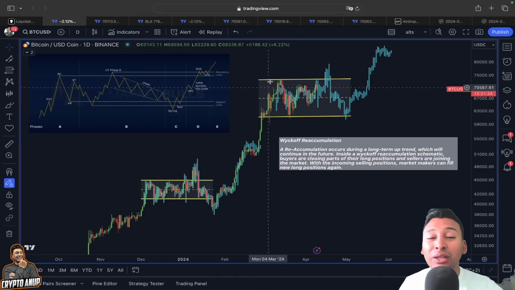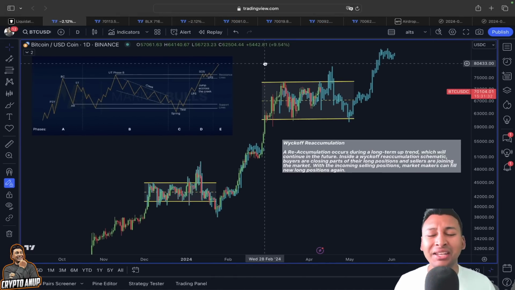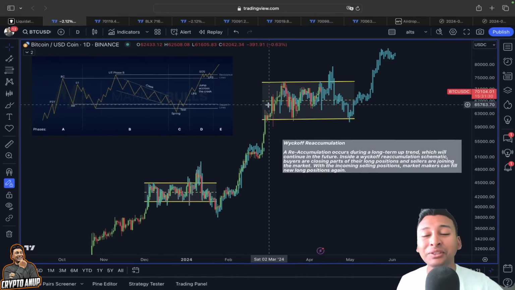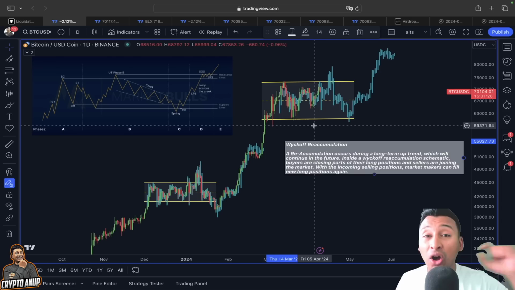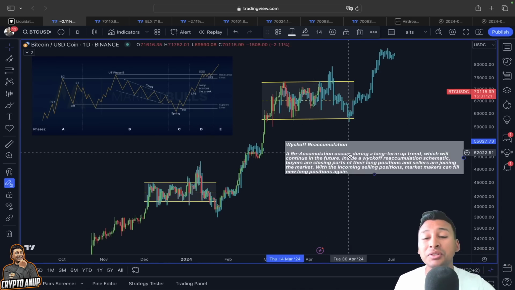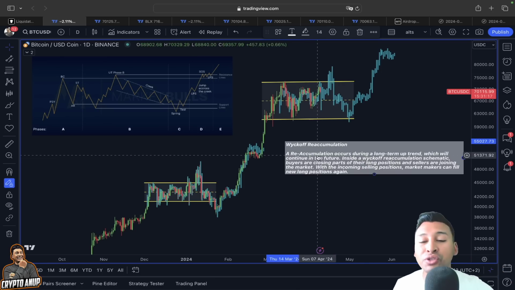Now, if you look at this price action of Bitcoin in a daily time frame, you can see, guys, Bitcoin looks like following this Wyckoff's reaccumulation phase. A reaccumulation phase occurs during an uptrend. I mean, a reaccumulation occurs during a long-term uptrend, which will continue in the future.